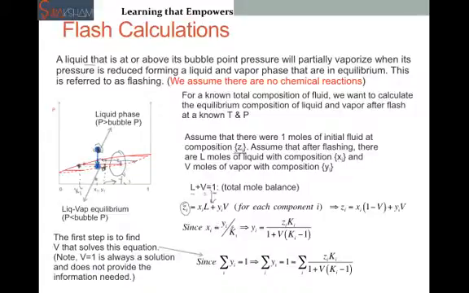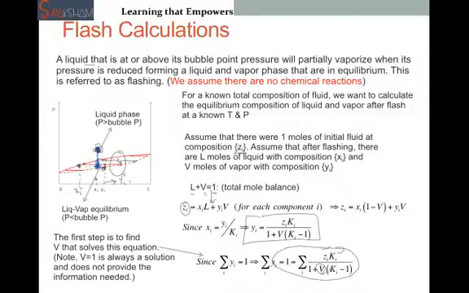Since Xi is equal to Yi over Ki, I get rid of Xi from this equation here, and I have Yi is equal to Zi Ki divided by 1 plus V times (Ki minus 1). Taking summation on the left hand and the right hand side of the equation, and since sigma of Yi is equal to 1, I have 1 is equal to this summation right here. I know Zi, I know the Ki's of each component. The only thing I do not know is V right here. So I can solve for V.